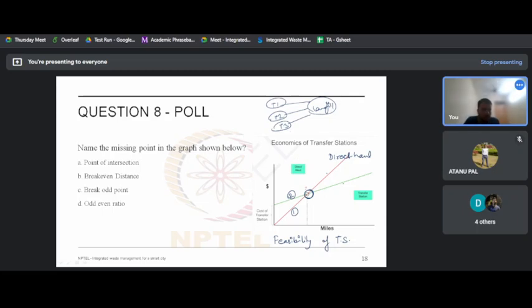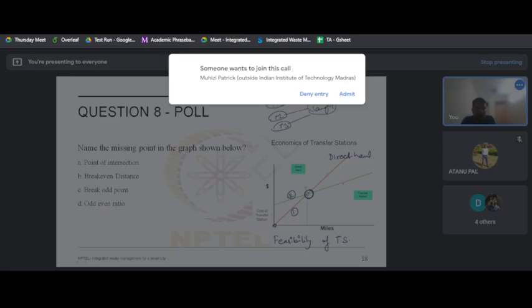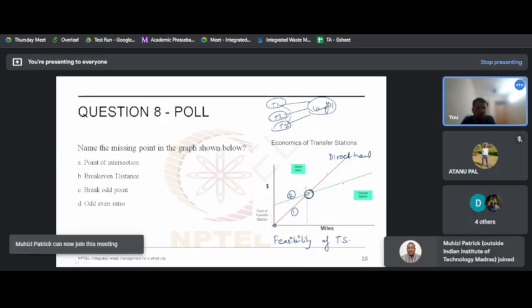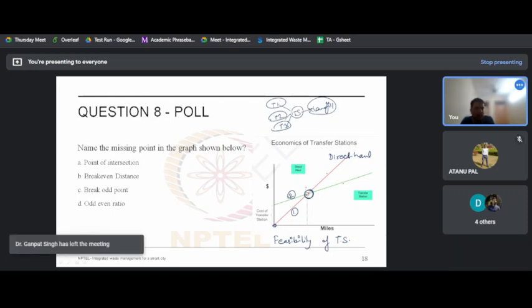Since the more trucks we have, the more mileage it will be. With more mileage, the costs will go on increasing. So it will start with 0 and will go on increasing. But what we want to do is construct a transfer station now. We'll give a transfer station here, and from there, a larger truck will take it to the landfill.